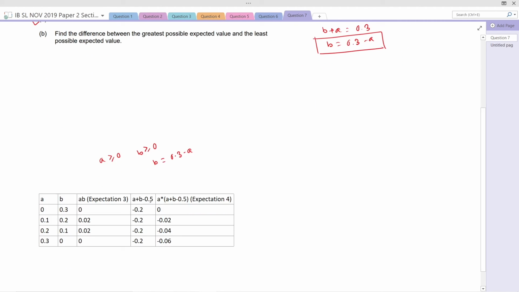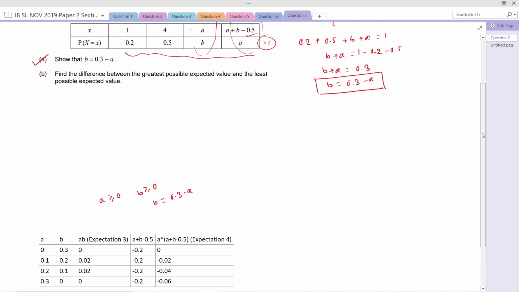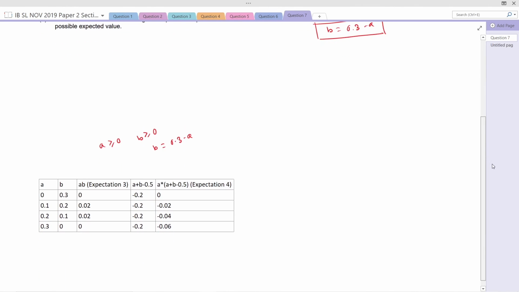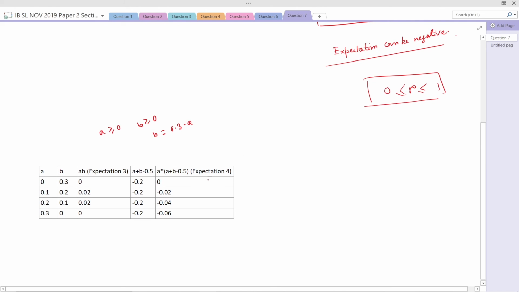It's not like the positive values will only be there. The probability calculation we have done already, that sum is equal to 1, and the probability value will be between 0 and 1, but the expectation can be negative. This you have to keep in mind, expectation can be negative. So here you have expectation 4. So expectation 3 is here; you can see the highest expectation from here.